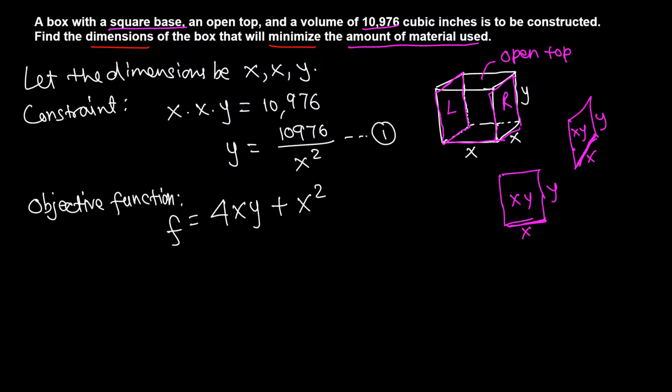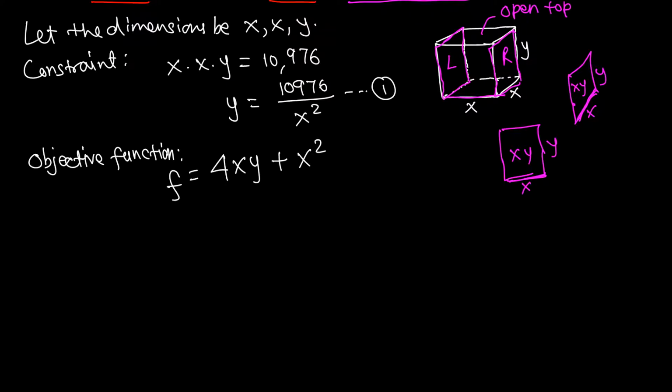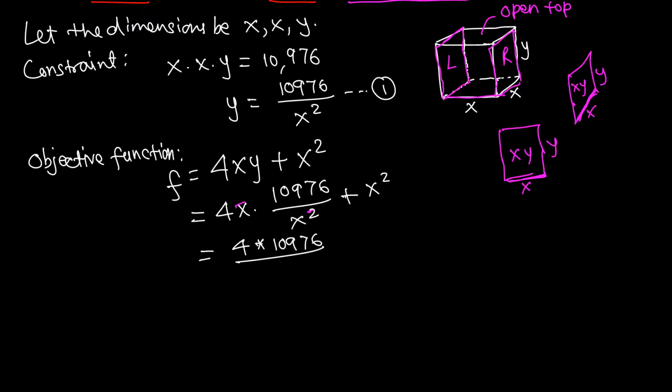Now we need to write this function in terms of one variable, and that will be done using the constraint. So let's plug in y equals 10,976 over x squared. So that is 4x times 10,976 over x squared, plus x squared. Let's simplify. Oh, x from top and bottom we can cancel 1. Then we are supposed to multiply, but let's not multiply, just leave 4 times 10,976 all over x plus x squared. Okay, now we want to find the derivative of this function.